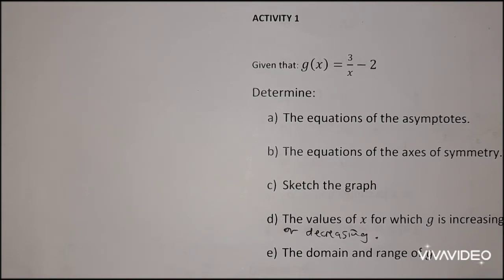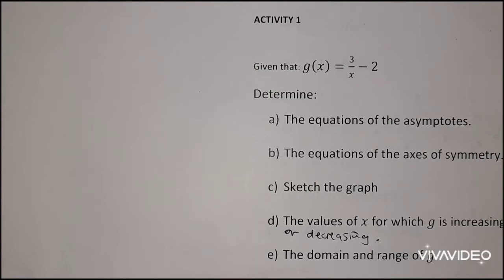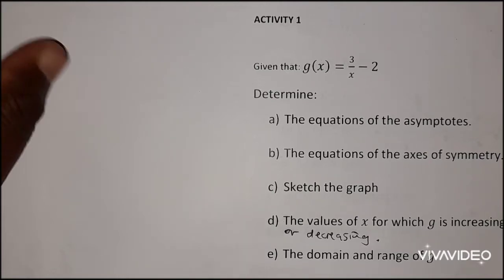Welcome back. With this one, I want us to look at functions in grade 10. In activity 1, we are given that g of x is equal to 3 over x minus 2. That's our function, and we are required to determine the equations of the asymptotes.